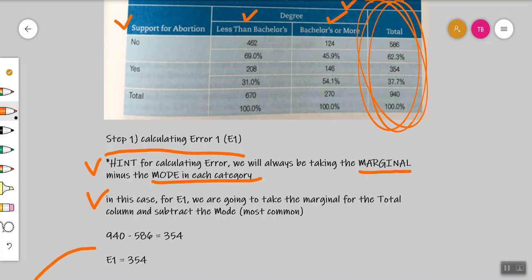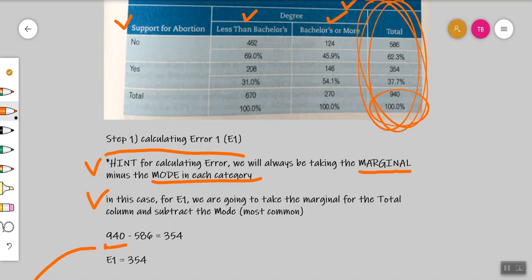And we're going to take the marginal from the total. The marginals are always going to be on the outside. In this case, the marginal is here. And for all of these, the marginals are always going to be down at the bottom like this. But for E1, you're specifically looking at the marginal for here. So that's 940.